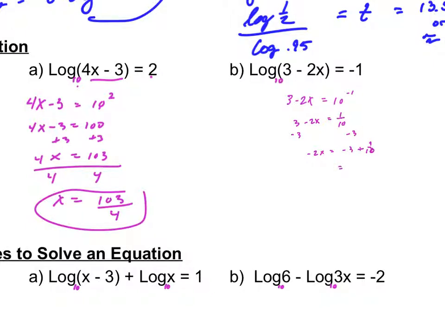And simplifying that, that should be negative 30 over 10 plus 1 over 10. And then negative 2x is going to be equal to negative 29 over 10. And let's see here, if I divide both sides by negative 2, then x is going to be equal to negative 29 over 20. There you go. We've just solved that logarithmic equation.